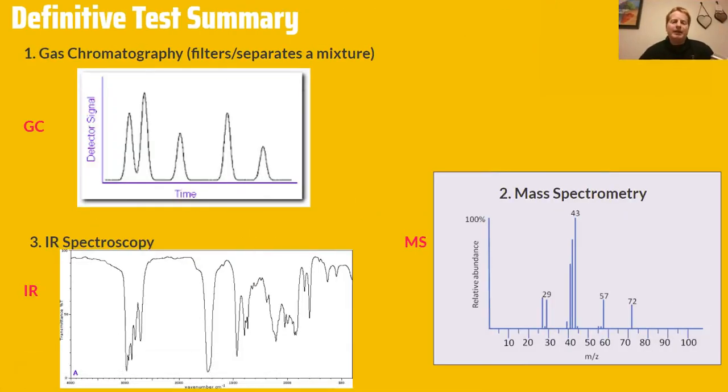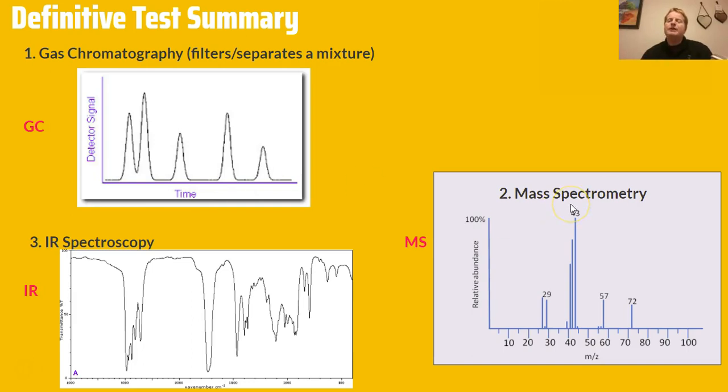Okay, so here's the end. So just a quick summary. Remember, gas chromatography, GC, looks like this. We've got our peaks from the bottom going upwards. It separates full mixtures. It's a separation technique. And we've got time on the x-axis, right, because it takes a certain amount of time for each substance in the mixture to pass through the column.